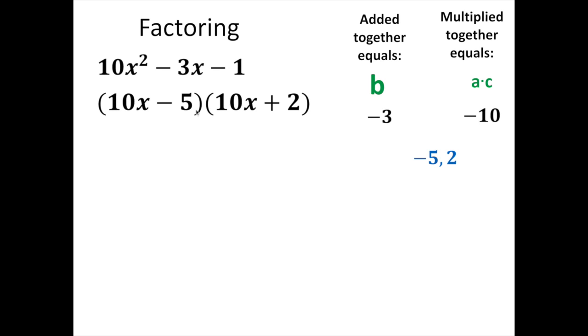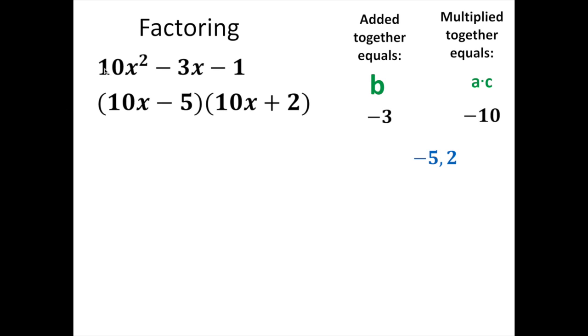And that sounds weird, but both of these have 10x. So it doesn't matter if you write 10x plus 2 here, then 10x minus 5 over here. That's okay, that works too. Order does not matter, because both of them have the 10x there. So now that we have this one, remember we had too many to start.